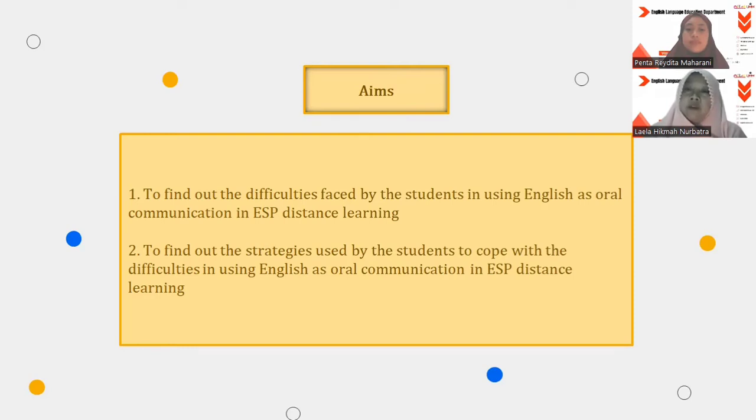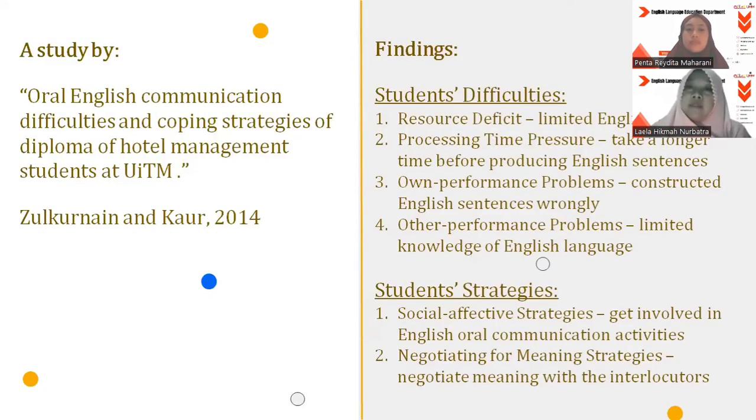So in terms of review of related literature, our study is heavily inspired by the work of Zulkarnain and Kaur in 2014, entitled Oral English Communication Difficulties and Coping Strategies of Diploma of Hotel Management Students at UIDM. Their study revealed four different difficulties, the first one being resource deficit, focusing on limited English vocabulary. The second difficulty that they reported was processing time pressure, which takes a longer time before producing English sentences. The third difficulty is performance problems, focusing on wrongly constructed English sentences, while the last one is other performance problems occurring because of limited knowledge of the English language.